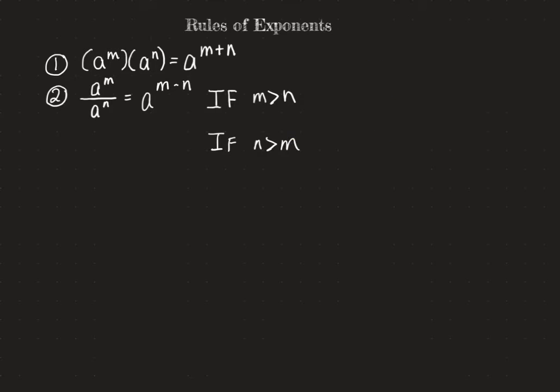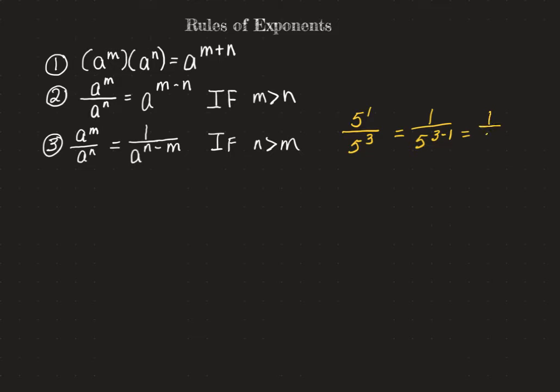But what happens if the exponent in the denominator is greater than the exponent in the numerator? Well, you exchange the terms in the subtraction. You now subtract m from n, and also the base with the new exponent will be in the denominator where the larger exponent was. Let's do an example. 5 to the first power divided by 5 to the third power would be equal to 1 over 5 to the 3 minus 1, or 1 over 5 squared.